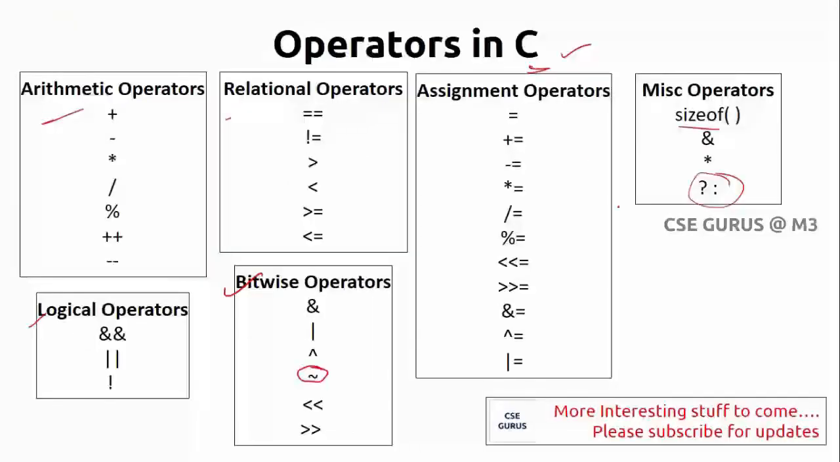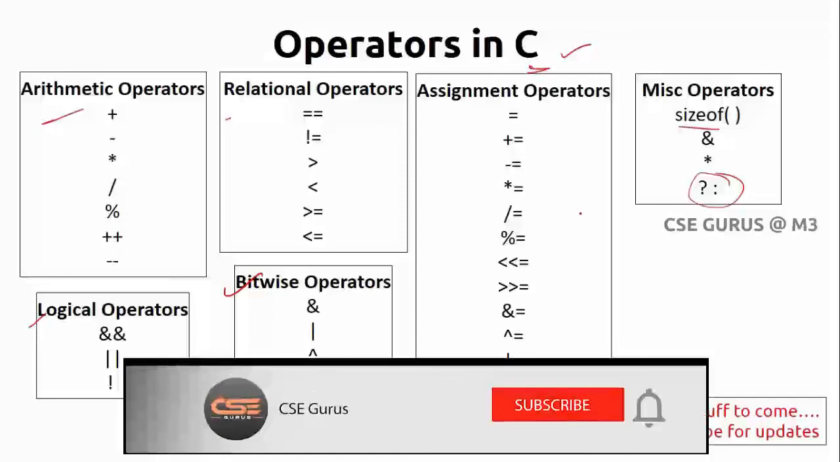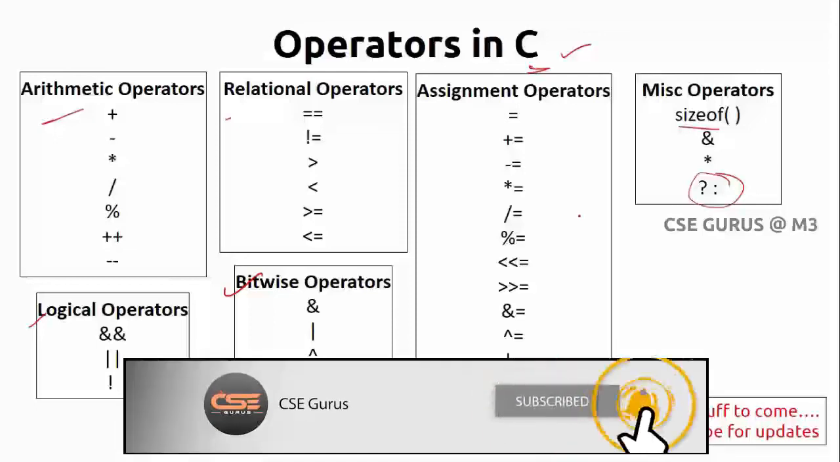So we have seen all the operators in C. If you have any sort of clarifications, you can comment in the comment section. I'll clarify your doubts. We'll see the type conversions in the next video lecture.